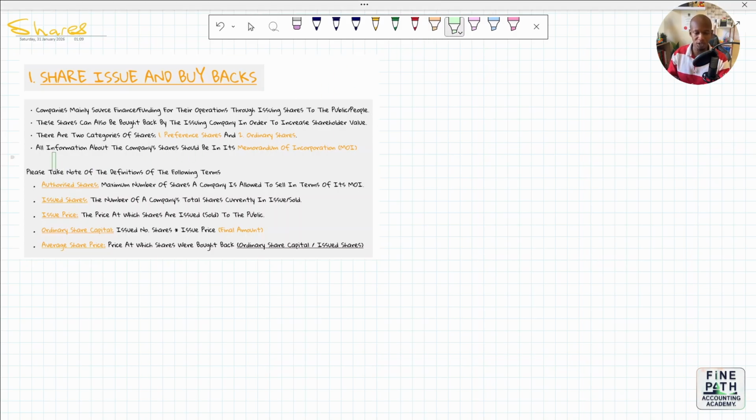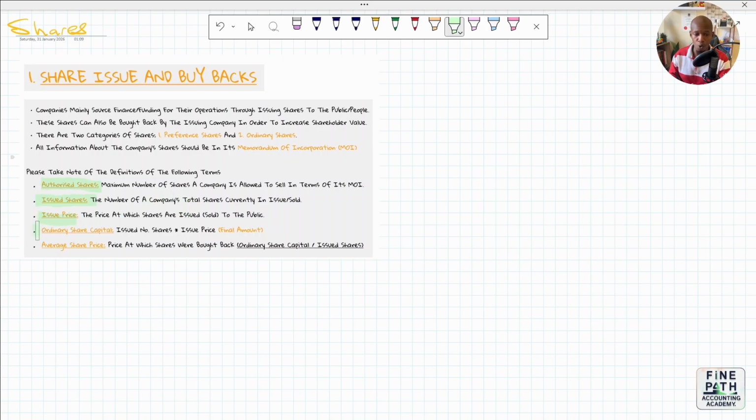So before we start, I want us to look at certain definitions in order for us to be comfortable moving forward. The first one is the authorized shares. This is basically the maximum number of shares that a company is allowed to issue in terms of their memorandum of incorporation, which is their founding document. So they can't issue more than what has been authorized. And then the issued shares is basically the number of shares that have been issued and bought by the public, right? Our issue price is the price at which these shares have been sold or bought by the public.